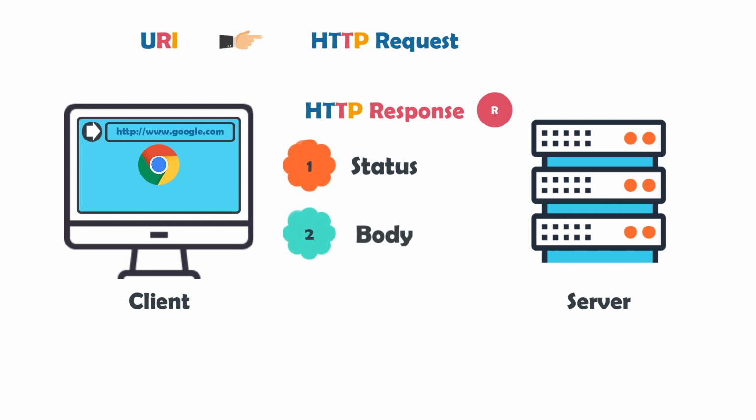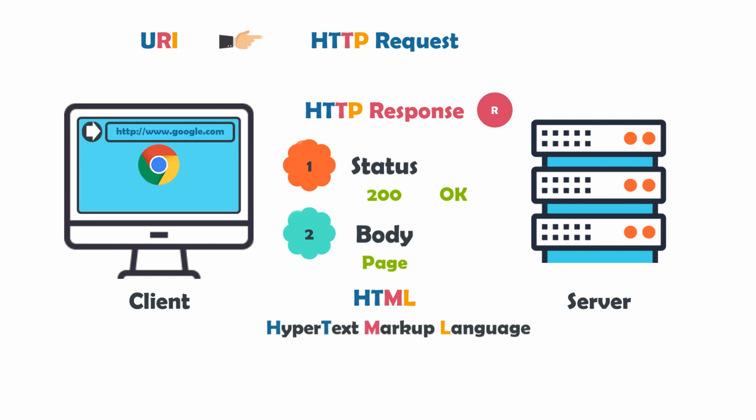The response consists of two parts. Status and body. Status tells you what the result is. That means you can know from the status whether the request was successful or not. For example, status 200 means that everything is okay, and the request has been processed successfully. The body contains the page in the form of HTML. Hypertext Markup Language. As you can see, HTML and HTTP start with HT, which stands for hypertext. Hypertext is text that can be linked to another text. This means that you can click on a text, and you will be navigated to another page.